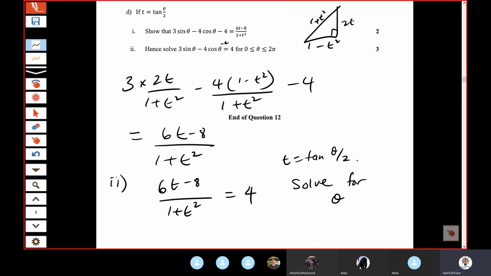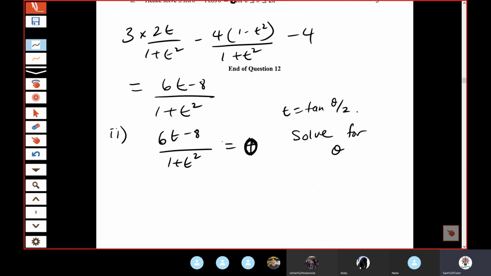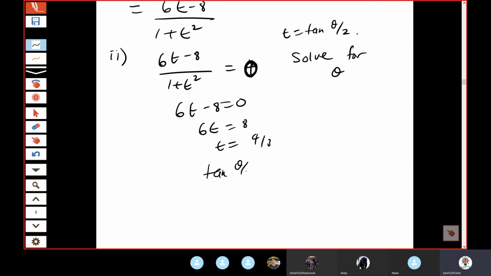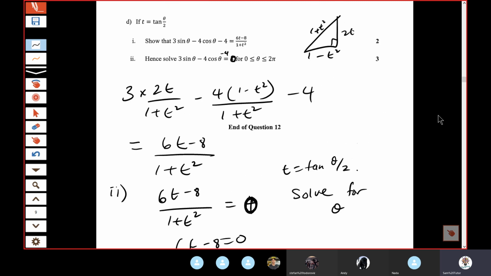It says 0. Even easier. Do you see the fact that it's equal to 0? Yeah. So then it's just 6t minus 8. 6t equals 8. t equals 4 on 3. tan theta on 2 equals 4 on 3. Theta on 2 equals inverse tan 4 on 3, 53 degrees. It does say leave your answer in terms of pi. That means we want radians.